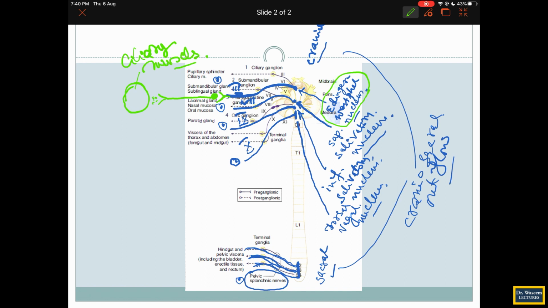This is contracted to accommodate the vision for the nearness, for accommodation for the near vision. And another is the circular muscles of the pupil or the iris, you can say, this is called the sphincter pupillae muscle. They both are actually supplied here by the postganglionic neurons, which are present in this ganglion, and that ganglion which is present very close to your eyeball, it is called the ciliary ganglion.